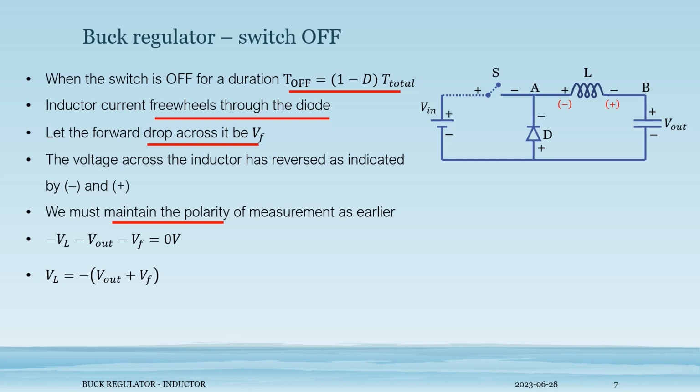Let us now apply KVL to this voltage path. We get minus VL minus Vout minus Vf is equal to 0. On simplifying, we get VL is equal to minus Vout plus Vf.